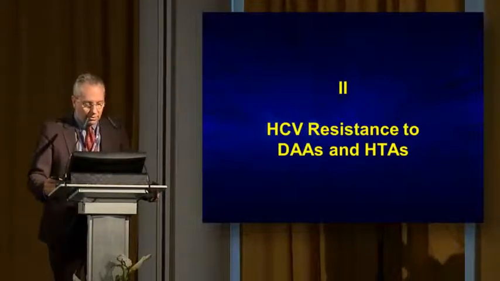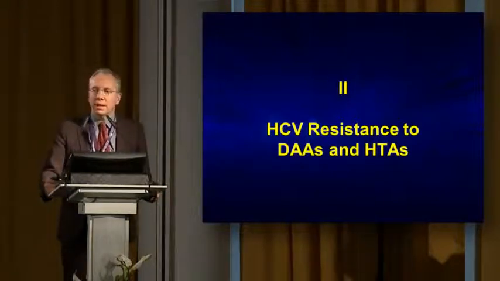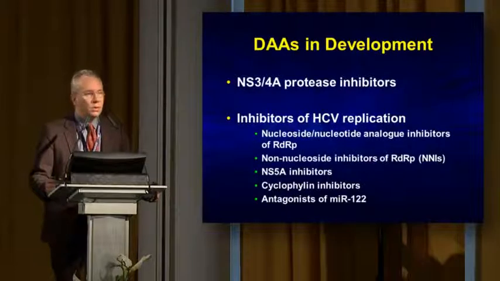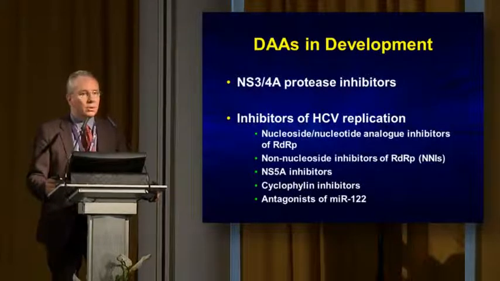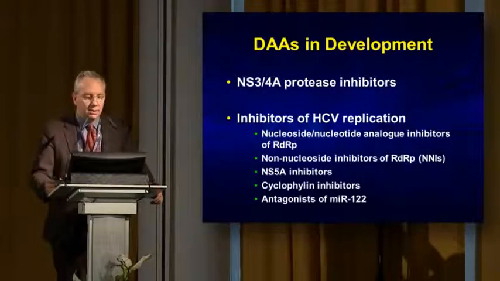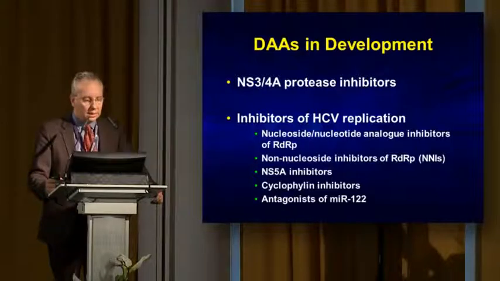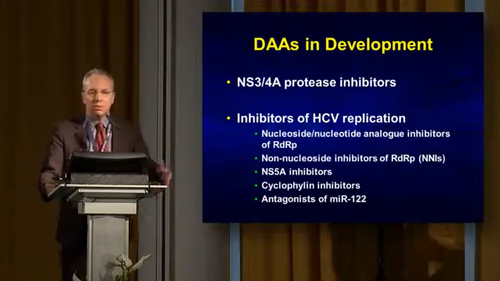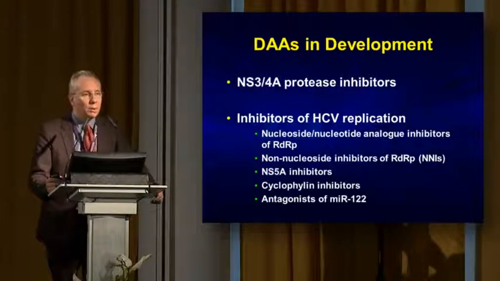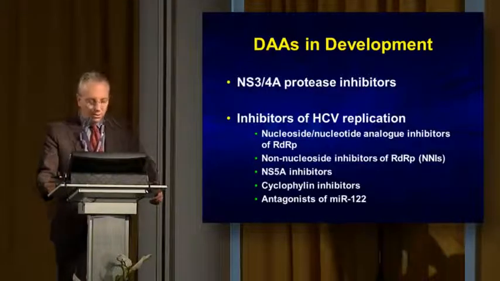What about HCV resistance to different classes of direct-acting antivirals and host-targeted agents? As you know, there are many direct-acting antivirals on the market, telaprevir, boceprevir, and in development, and there will be presentations on these. And they split into two big categories. The first one is the NS3-4A protease inhibitors, telaprevir, boceprevir, but many others. The other ones are different classes of drugs that all inhibit HCV replication, the synthesis of new HCV genomes.